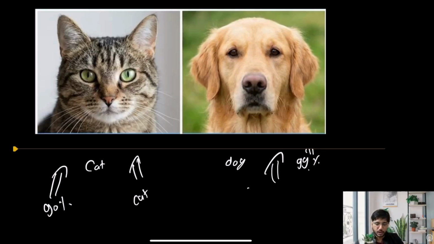If you ask a kid who has not learned anything from childhood, they won't be able to identify whether this is a cat or a dog, right? We must have learned this somewhere, and we process only that, which is why we can learn.